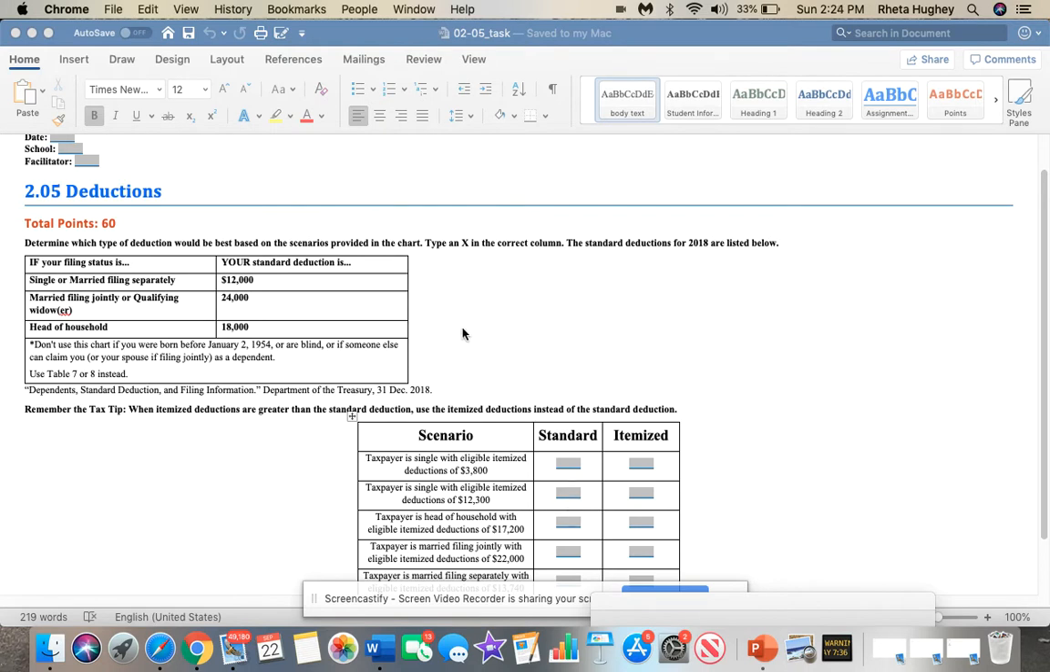In simple terms, if the standard deduction is more than your itemized deductions, then you're going to use the standard. If your itemized deductions are greater than the standard deduction, then you would use the itemized deduction. You would itemize your deductions because whatever gives you the best tax benefit will be the largest number.